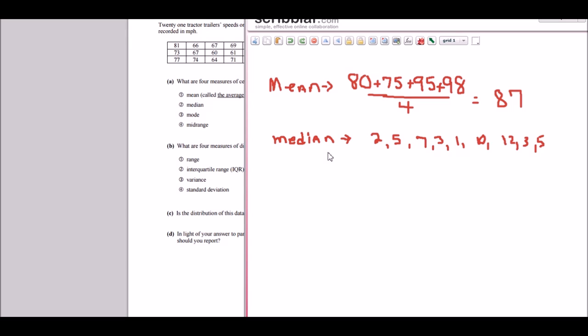I want to find the median of these numbers. The first thing I see is that it's all jumbled. To find the middle number, we probably want to put them all in order. So let's put them in order. We have a 1, we have a 2, we have two 3s. Any 4s? Nope. We have two 5s.